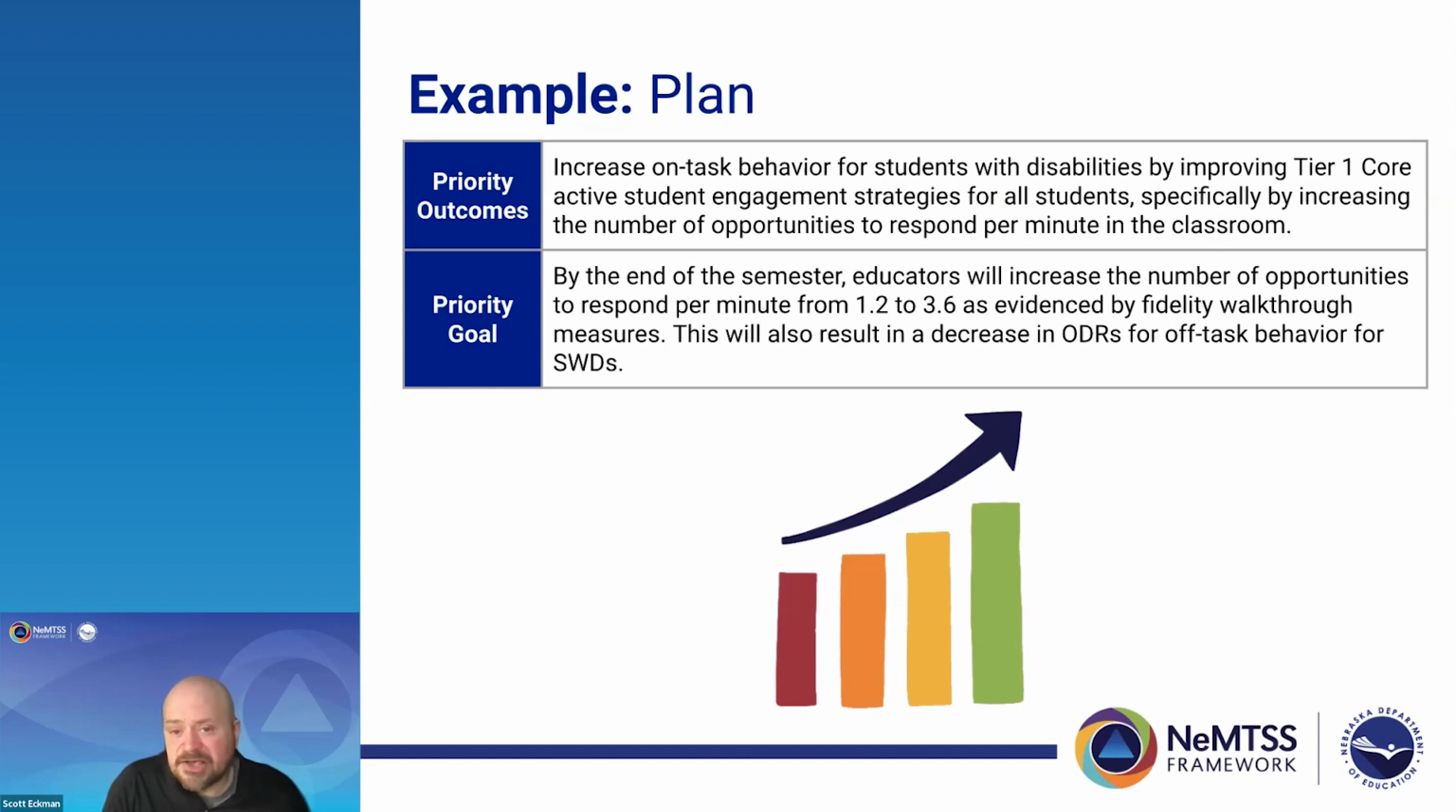The specific, measurable, achievable, relevant, and time-bound goal this team set was that by the end of the semester, educators will increase the number of opportunities to respond per minute from 1.2 to 3.6, as evidenced by a fidelity walkthrough measure. This will also result in a decrease in office discipline referrals for off-task behavior for students with disabilities.